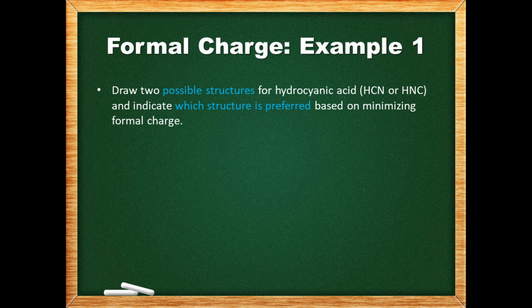Now for an actual example. Here we are asked to draw 2 possible structures for hydrocyanic acid and indicate which structure is preferred based on minimizing formal charge. We've already gone over drawing Lewis structures in a previous video, so here we'll just draw the only 2 possible structures. You might observe that based on what we discussed earlier, we would expect carbon to be the central atom, since it has a lower electronegativity than nitrogen, but we'll just keep that at the back of our minds for now. Looking at the left structure, we'll first calculate the formal charge of hydrogen.